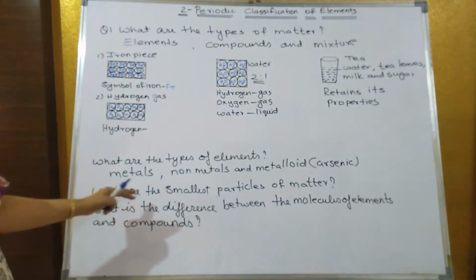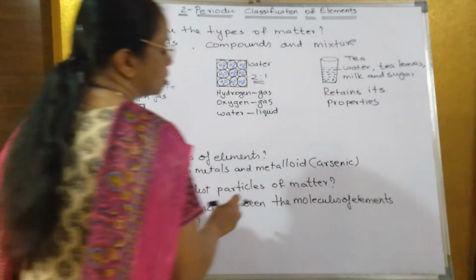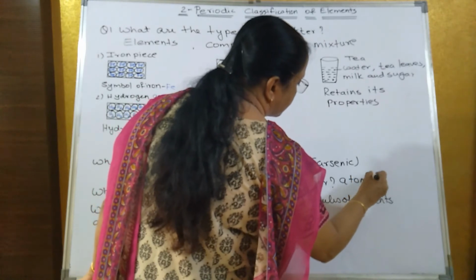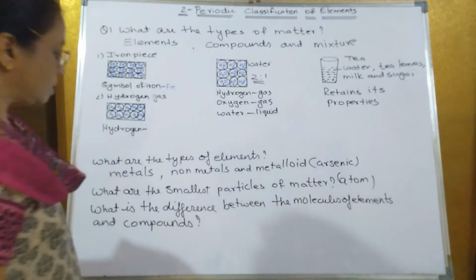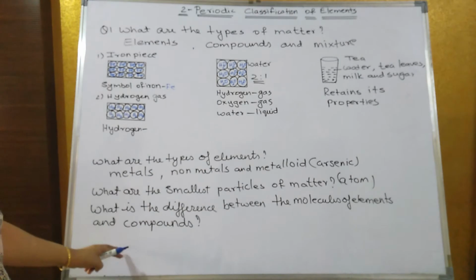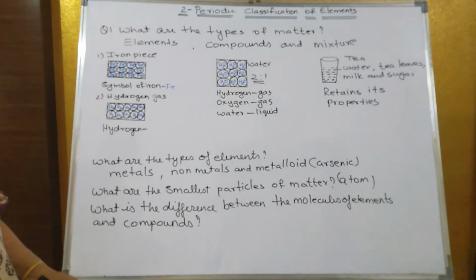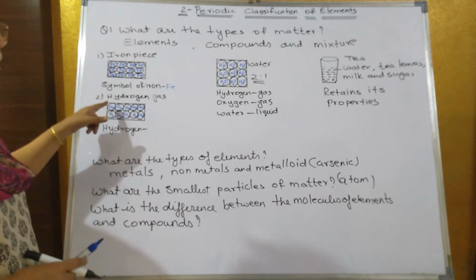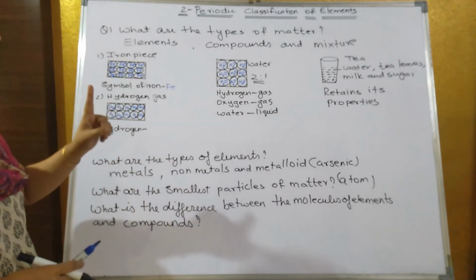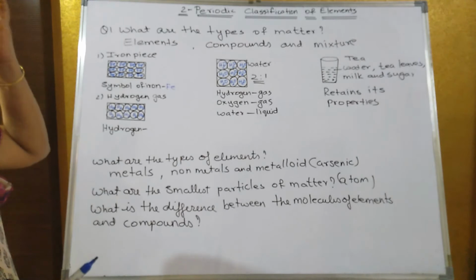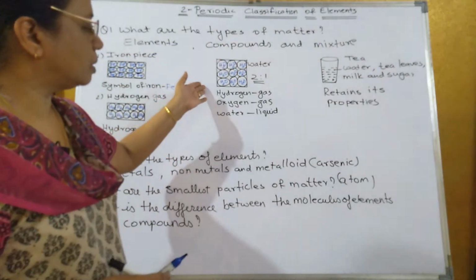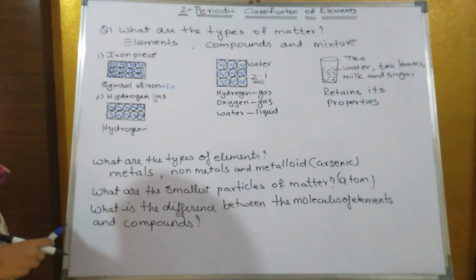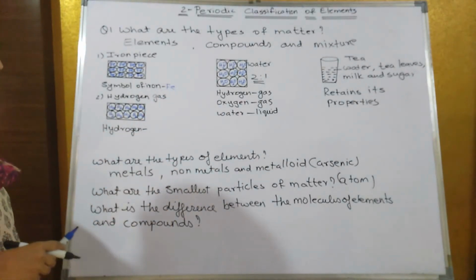Now what is the smallest particle of matter? It is known as an atom. Now what is the difference between the molecules of elements and compounds? Just now we discussed that the molecules of an element are always the same. All the molecules are the same only. It is made up of one type of atom, whereas the molecules of a compound are made up of two or more types of atoms. That is the difference between molecules of elements and compounds.